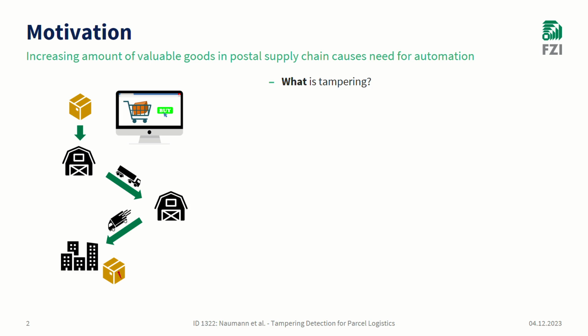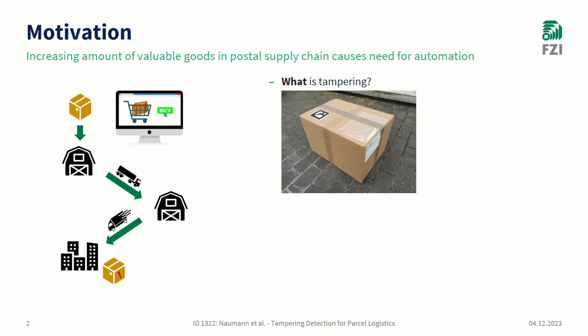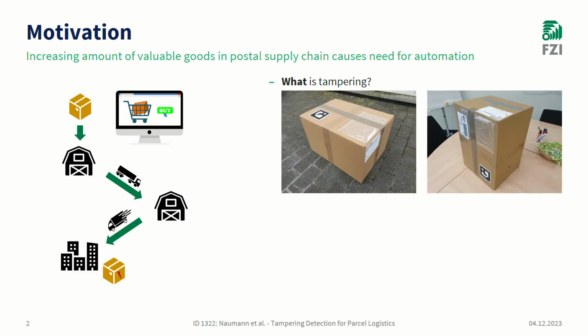In this work, we focus on detecting such tampering and thus we want to introduce what we mean by that visually. Here is an image of a parcel and another image of the same parcel after tampering. We consider three main types of tampering within this work. The first one is applying new labels, which is highlighted in red here. The second one is writing onto the label, highlighted in blue. Finally, we highlight an example for adding new tape in yellow.